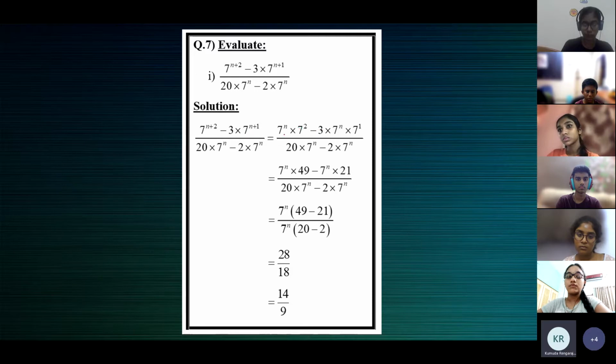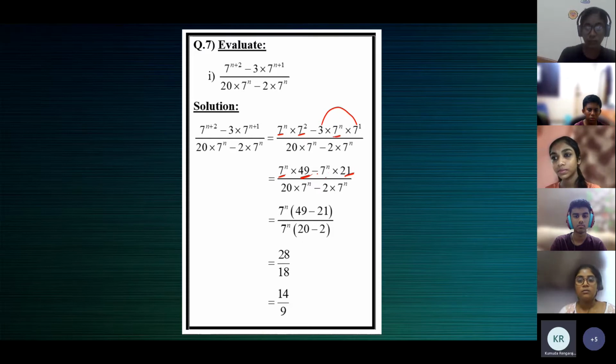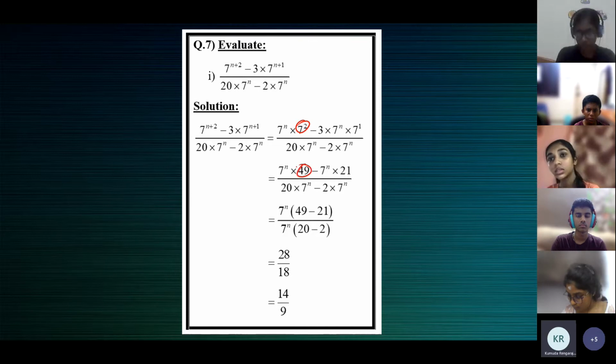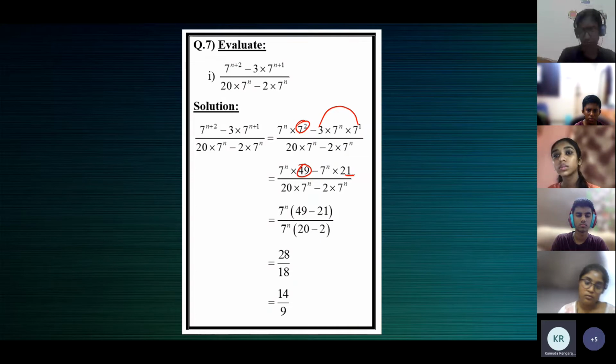So let's do that in the numerator. We have 7 to the power n, write it as it is. The value of 7 squared is 49. Minus as it is. 3 into 7 is 21, 7 to the power n. You can write 21 into 7 to the power n also. 7 squared is 49. 3 into 7 is 21. So we have 7 to the power n into 49 minus 7 to the power n into 21.